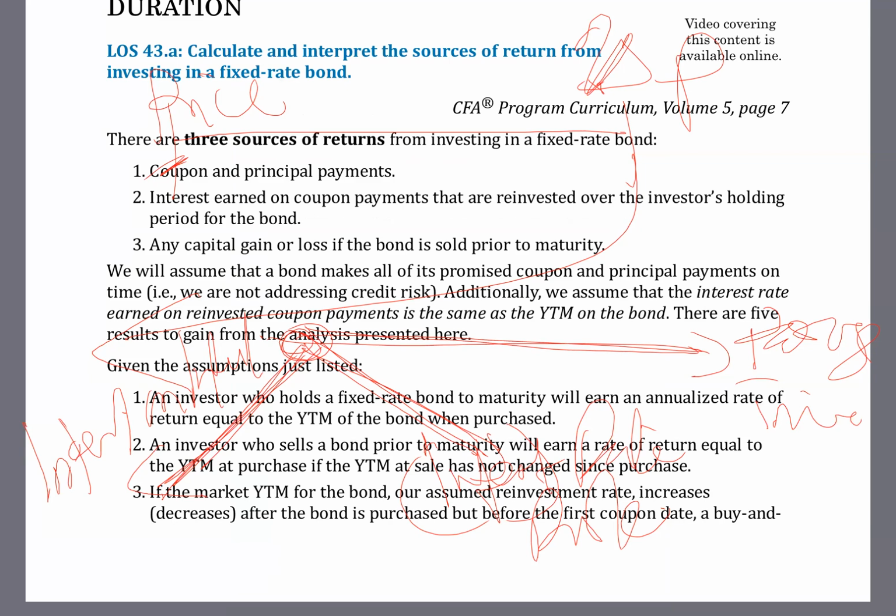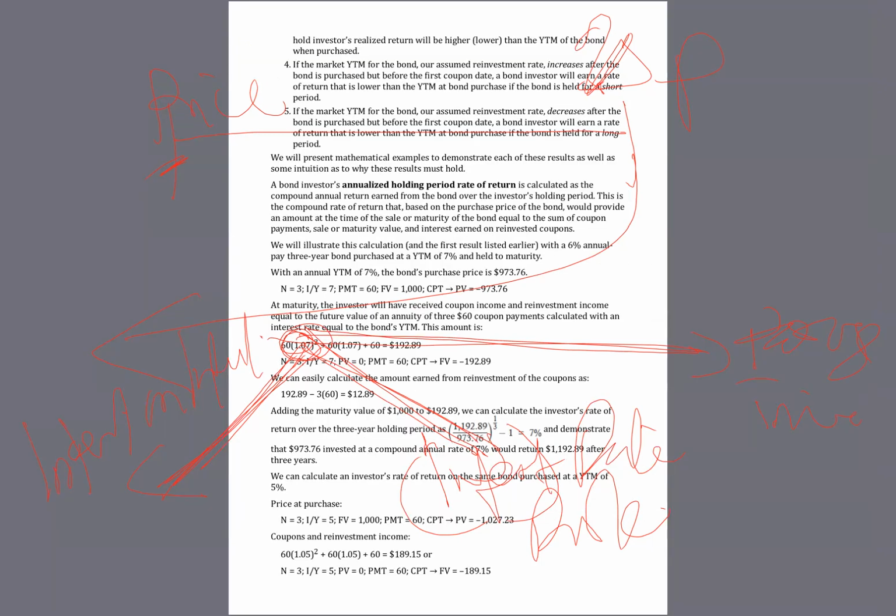An investor who holds a fixed rate bond to maturity will earn an annualized rate of return equal to the yield to maturity of the bond when it purchases. Then look at the two. An investor who sells a bond prior to maturity will earn a rate of return equal to the yield to maturity at purchase if the yield to maturity at sale has not changed since purchase. Then the third one is if the market yield to maturity for the bond, our assumed reinvestment rate, increases after the bond is purchased, but before the first coupon date, a buy and hold investor's realized return will be higher, or vice versa, than the yield to maturity of the bond when purchased.